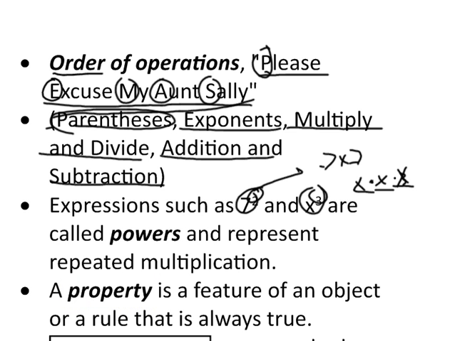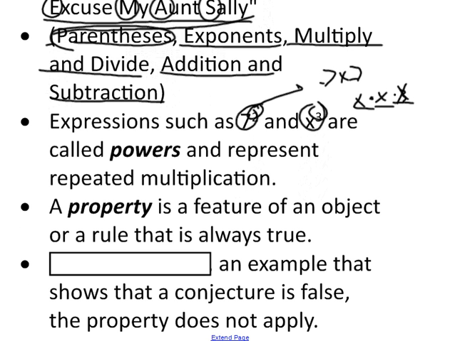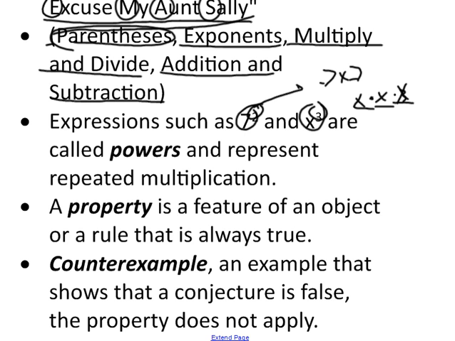A property is a feature of an object or a rule that is always true. A counterexample is an example that shows a conjecture or a proposed property is false. The property does not apply if you can find a counterexample that shows that.